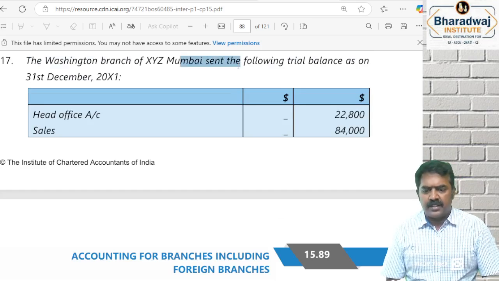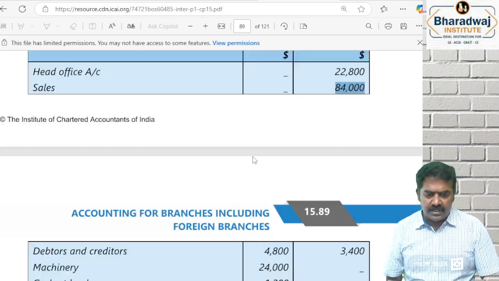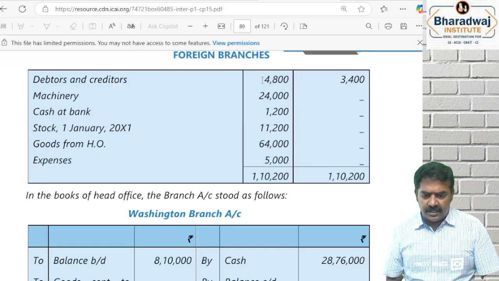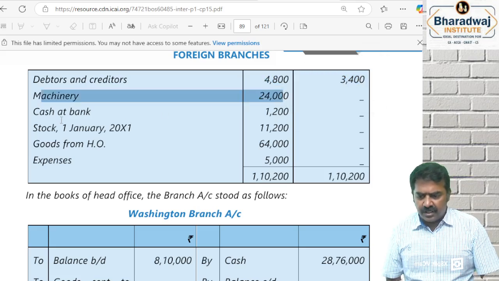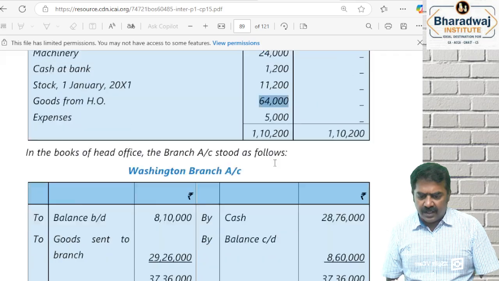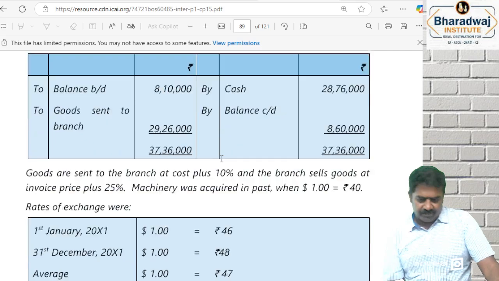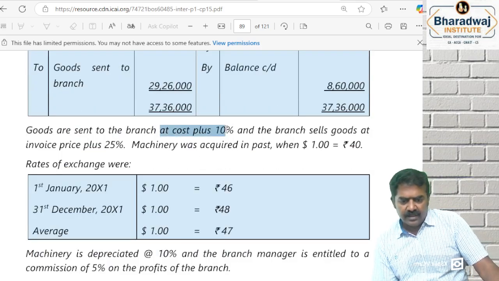Washington branch of XYZ, Mumbai sent the following trial balance கொடுத்திருப்பாங்க. Head office, you will take which value? Actual value. Sales, you will convert using which rate? Average rate. Debtors and creditors, closing rate. Machinery at historical cost rate. Bank balance using closing rate. Opening stock using opening rate. Goods from head office, actual value. Expenses, average. Then the stock reserve we will remove.